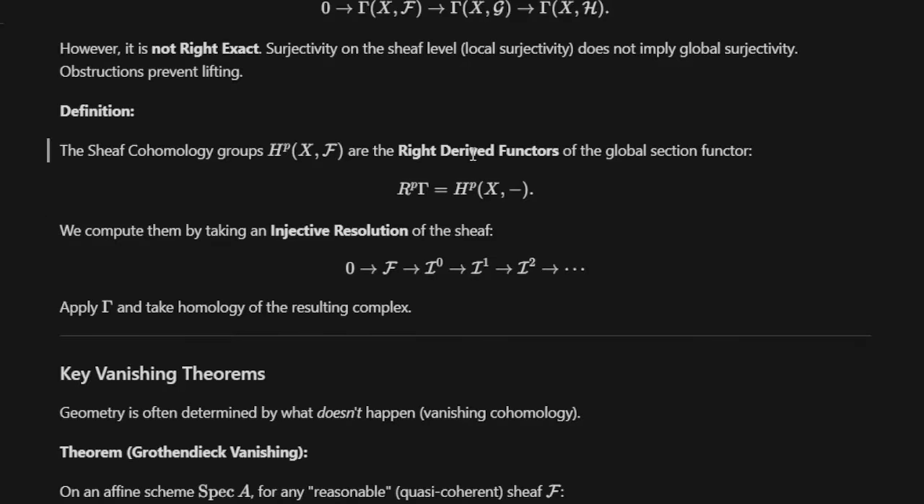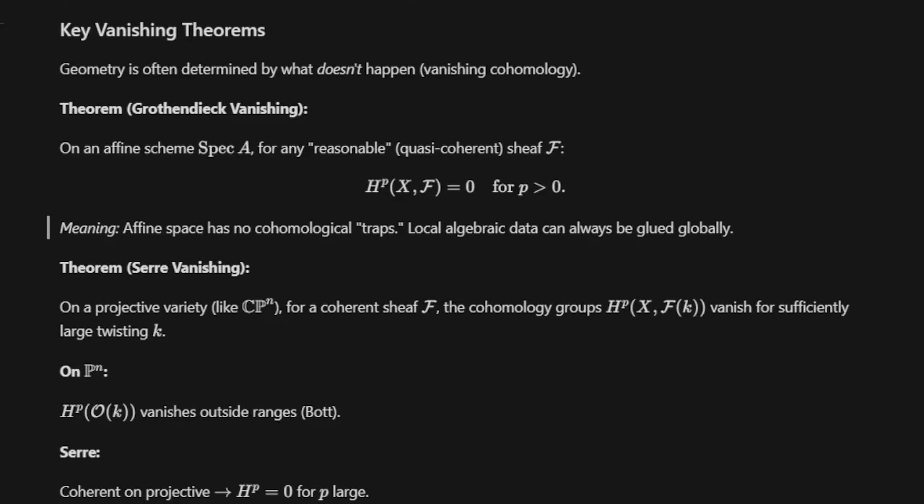Now, we can compute them with what we call an injective resolution of the sheaf, and apply gamma to take the cohomology of the resulting complex. An important theorem, or rather a couple of important theorems, but geometry really is determined here by what doesn't happen, which is the vanishing of cohomology, right? So on an affine scheme, let's say we have the spectrum of our prime ideals, all higher cohomology vanishes, okay? We would say this all vanishes for p greater than 0, which confirms our intuition that affine space has no holes and no topological traps, and the obstructions are purely global phenomena, from Grothendieck's vanishing theorem, okay?